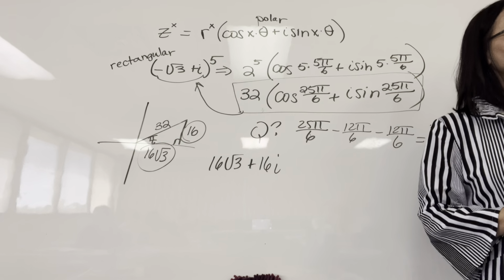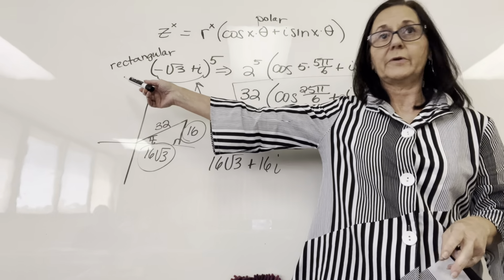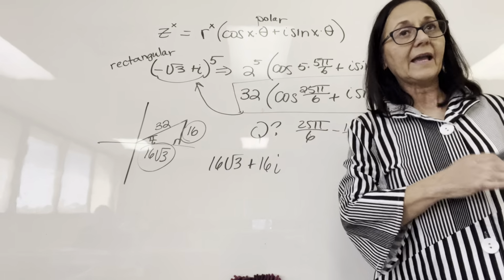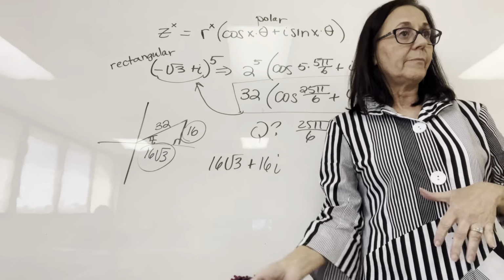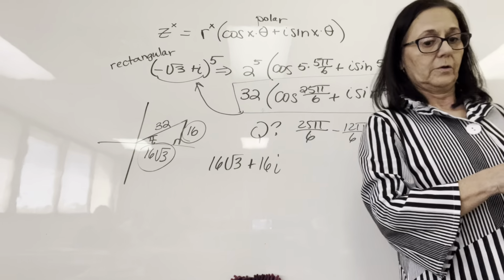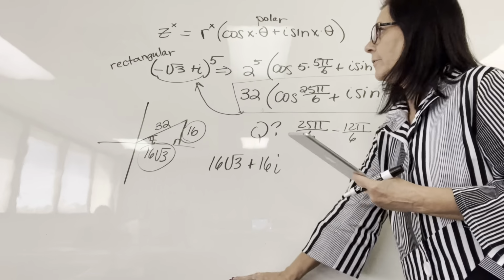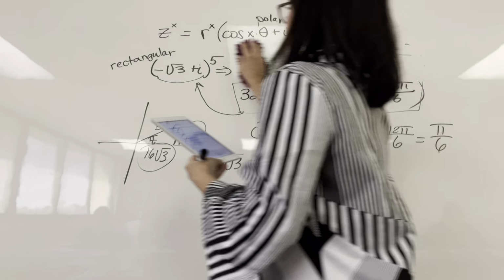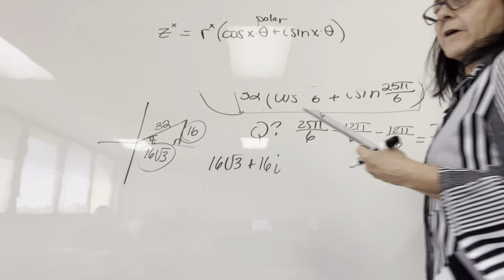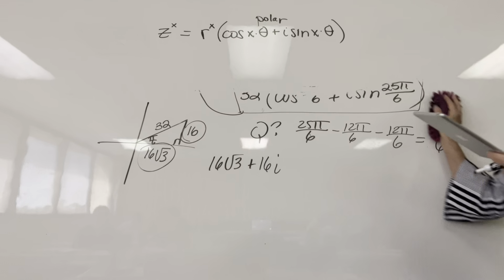Do you understand why now we're going back to rectangular? It's because we began with rectangular. In the previous lesson, we were just going back and forth between rectangular and polar. All right, let's work example 2. Is everybody with me? Everybody good? Yes.